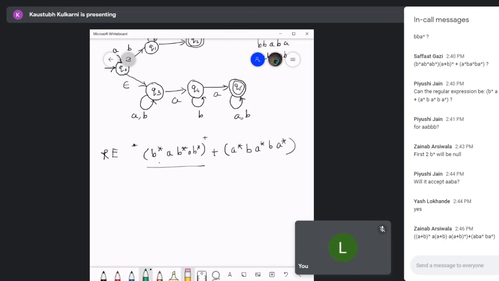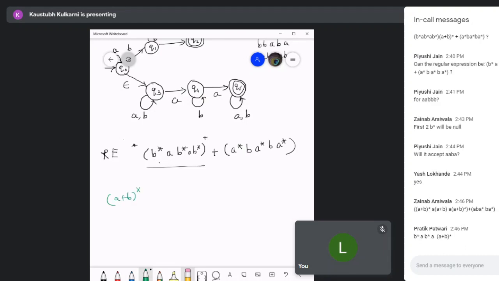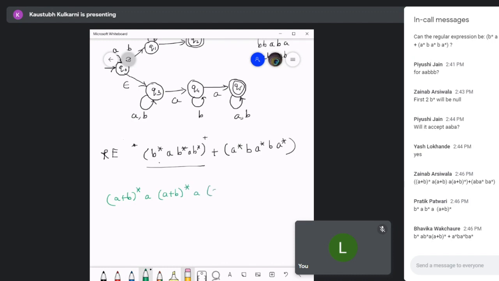Yes, you're okay. I can take something from your suggestion, Zainab. This bracket can be changed? Correct. Instead of having B star, I can have A plus B star, then A, then A plus B star, because it is at least, then A, and then again A plus B star instead of this bracket. And this bracket will remain as it is. So you're saying about AABA.